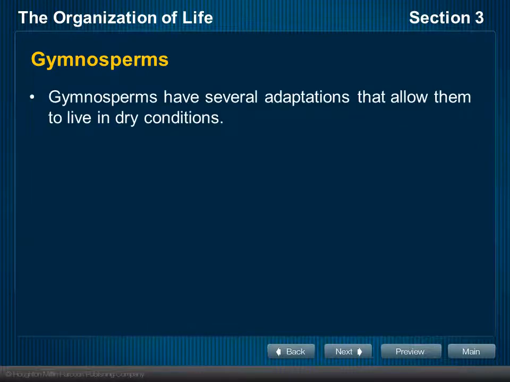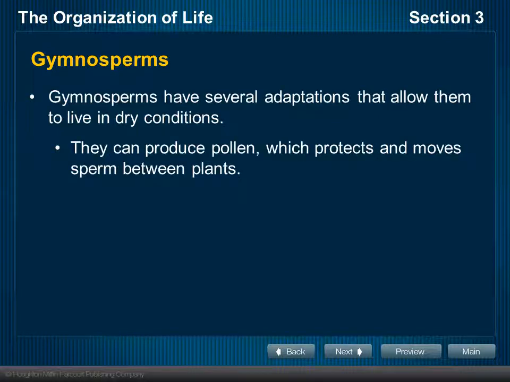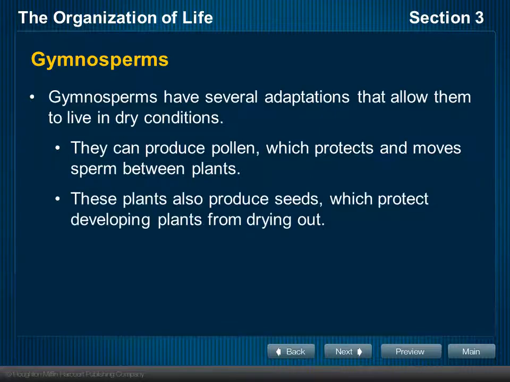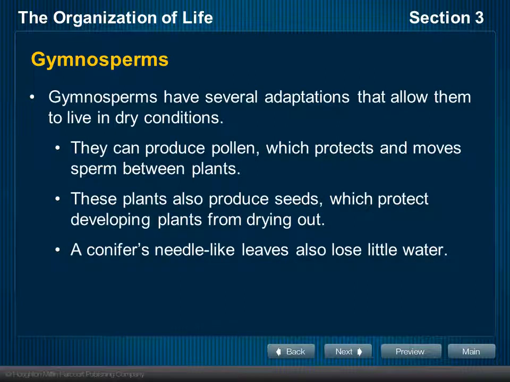They have special adaptations which let them live in dry conditions. These are the evergreen trees, by the way. They can produce pollen, which can protect and move the sperm between plants. They produce seeds that protect developing plants from drying out. And they have these needle-like leaves, right? The evergreens lose very little water and stay green all winter.